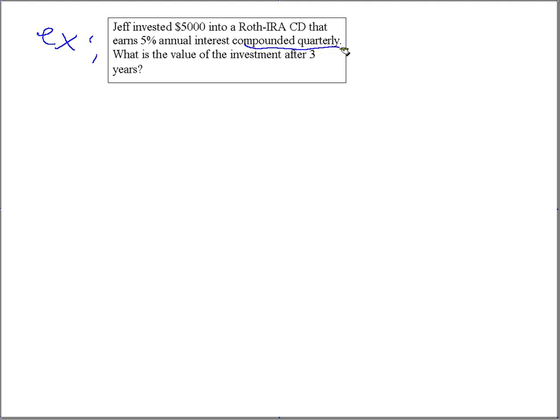So keep that in mind, compounded quarterly. Most banks pay quarterly interest, or basically every 3 months. What is the value of the investment after 3 years? So I'm getting 5% interest on a quarterly basis, and I'm putting in $5,000. So let's write down our formula again. P is equal to A times 1 plus I to the nth power.